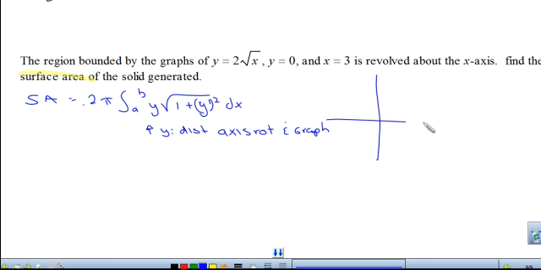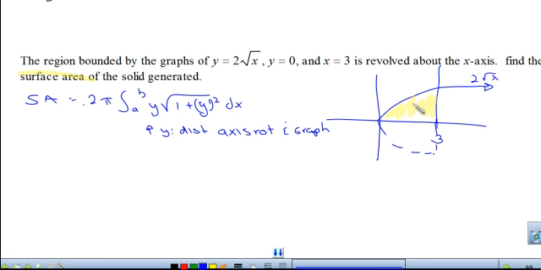So if we graph, there's 2 square root of x, y equals 0, and x equals 3. So we want to find the surface area of this figure. As we rotate it, we end up with a figure, a cone. So we're trying to find the surface area of the cone.